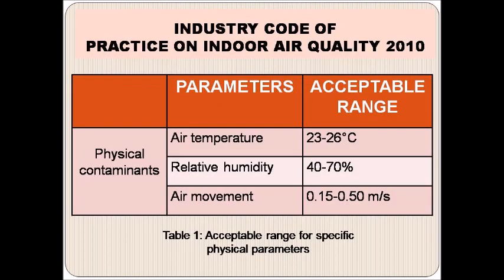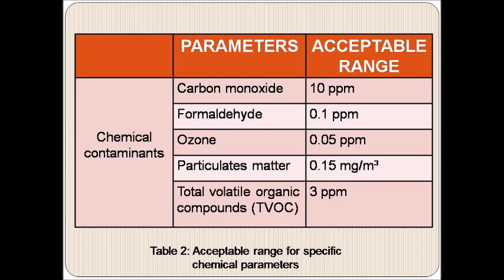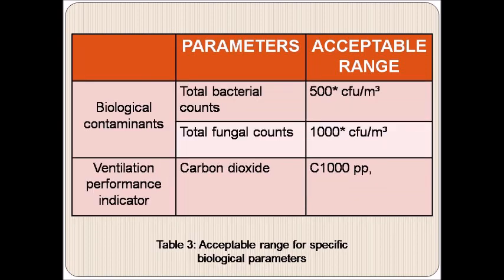Next is the standard that is referred to in Malaysia. It is the Industry Code of Practice on Indoor Air Quality 2010. First is the acceptable range for physical parameters. Next is the acceptable range for chemical parameters. And last is the acceptable range for biological parameters and ventilation performance indicator.